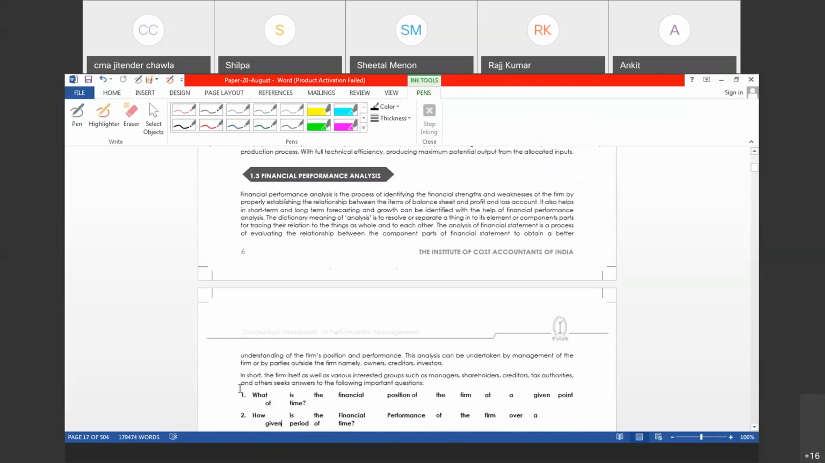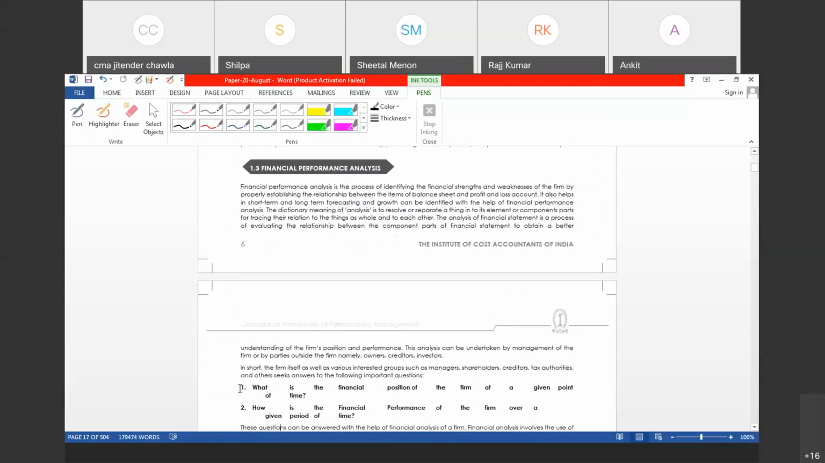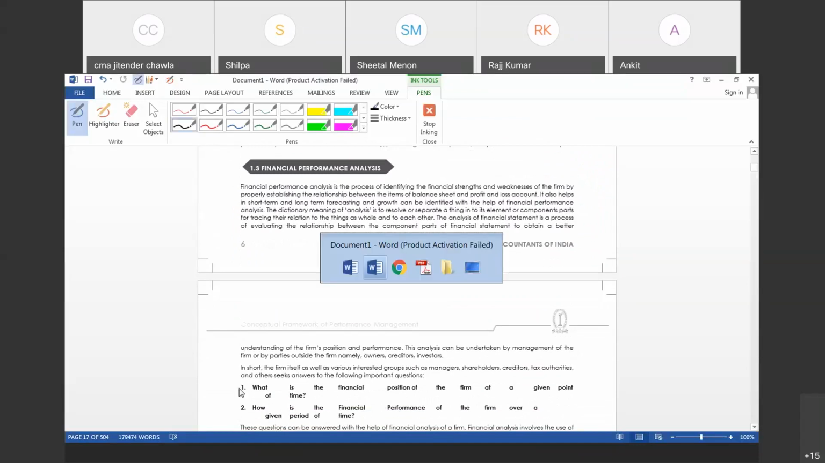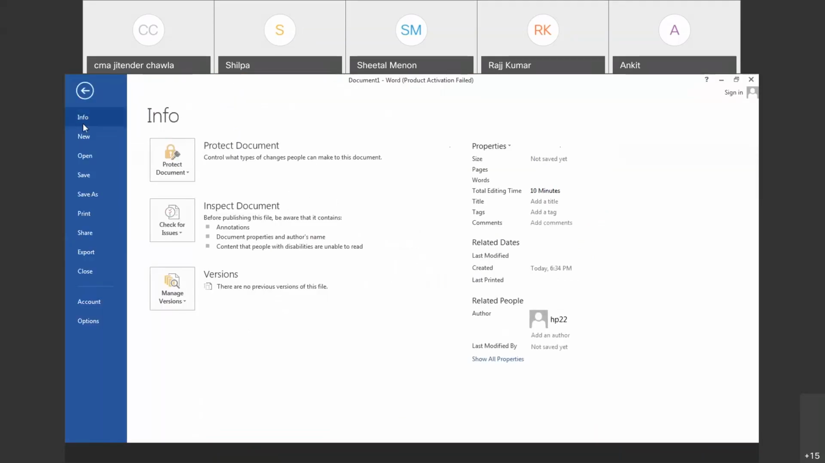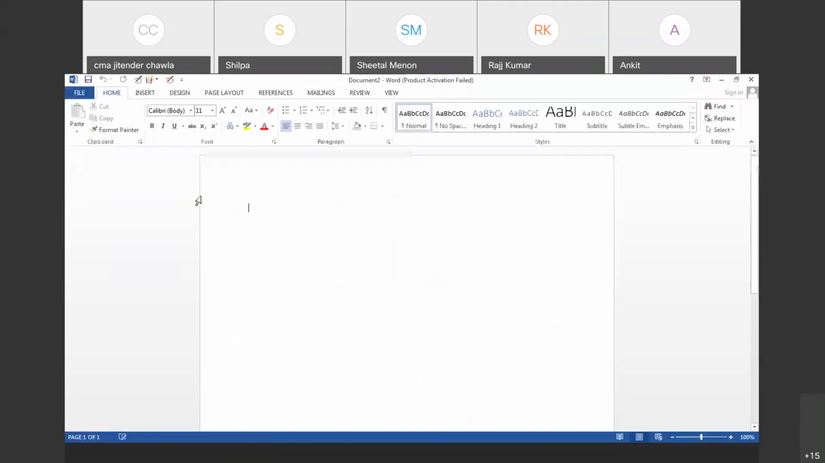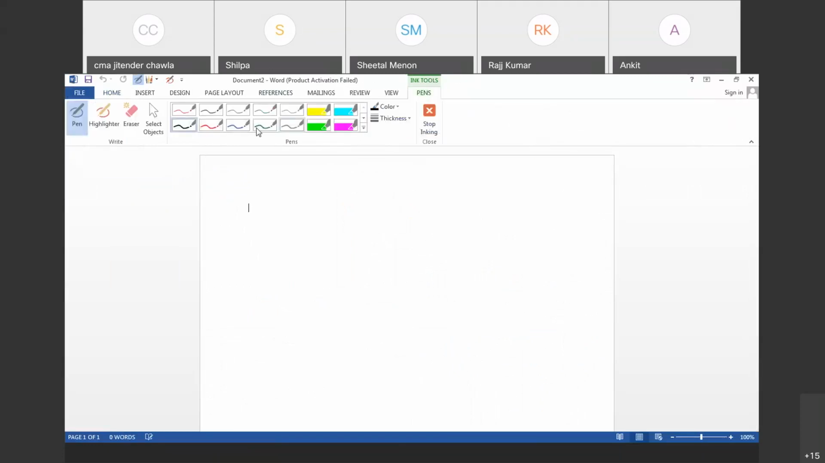Next we talk about financial performance analysis. Now, a question arises. Why are you doing so? Why are you doing financial performance analysis?